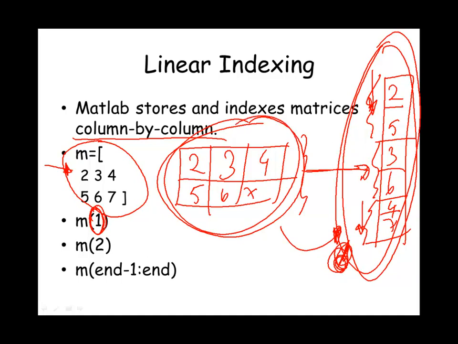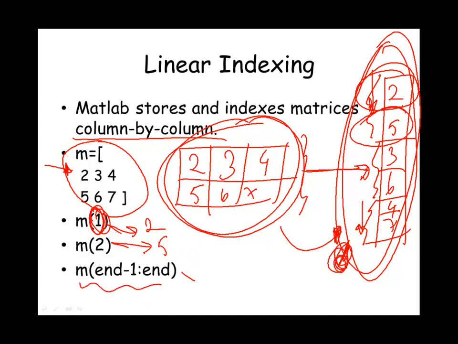So with this new information, you can answer these 3 problems. M(1) will retrieve the first entry, which is 2. So that will give us 2. M(2) will get us the second element in the column vector representation of this matrix, which will be 5.